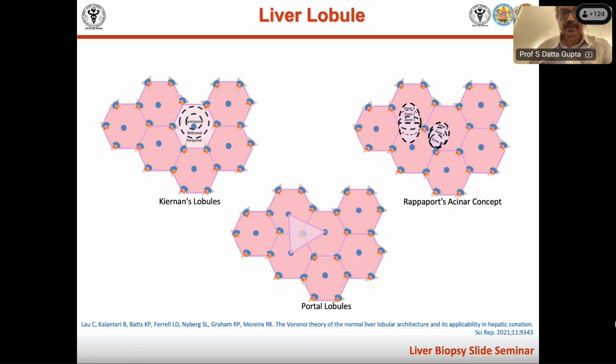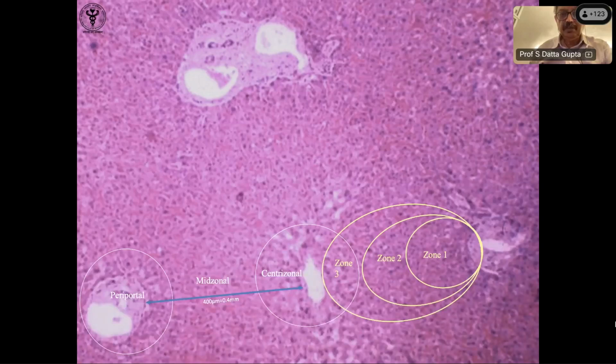Okay, so this is how the different terminology is there. So you have periportal, mid-zonal, centrizonal area. You have zone 1, zone 2, and zone 3. So you can use any terminology, but we prefer to use zone 1, 2, and 3. Right? And please note, periportal to centrizonal is about 4 millimeters in size, and from between two portal tracts, it's about 8.8 millimeters or 800 microns.